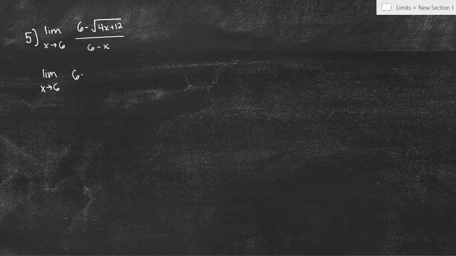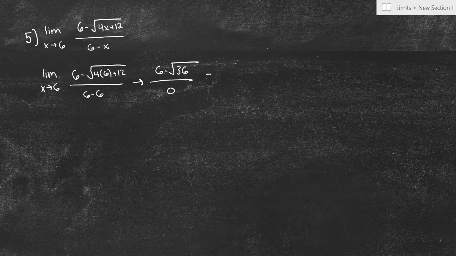We've got the limit of 6 minus square root of 4x plus 12, divided by 6 minus x. Looking like we're going to have an indeterminate here. So we've got 6 minus square root of 36, because it's going to be 24 plus 12, divided by 0, which equals 0 over 0, because square root of 36 is 6. And this is our indeterminate.